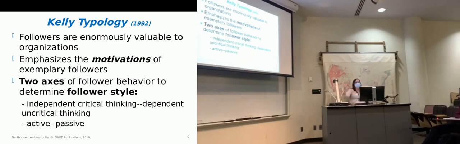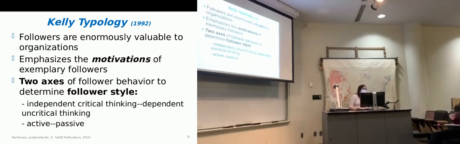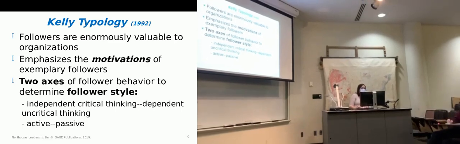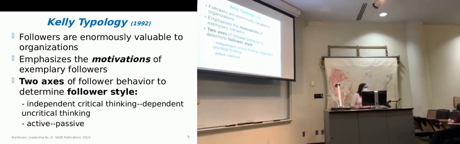So that's the first axis that we look at in followers. We want to figure out where people lie on this spectrum. Are they independent critical thinkers or dependent uncritical thinkers? And then we look at behavior. The specific behavior that we're looking at for followers is whether they're active or passive. What do you think we mean by someone being an active follower or showing active behavior in an organization?